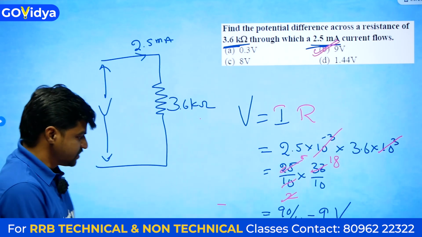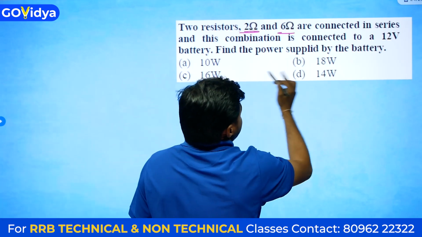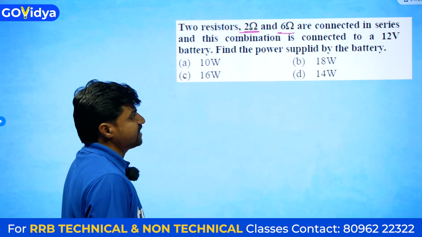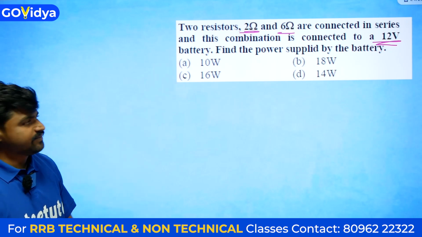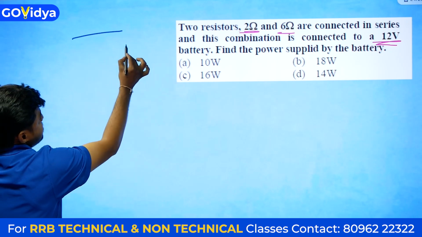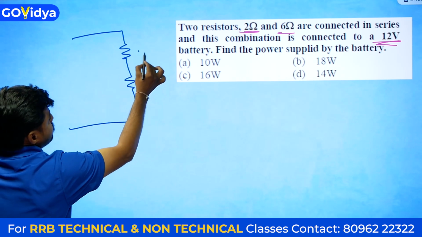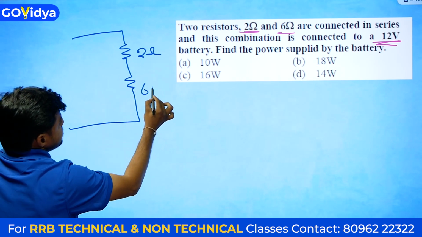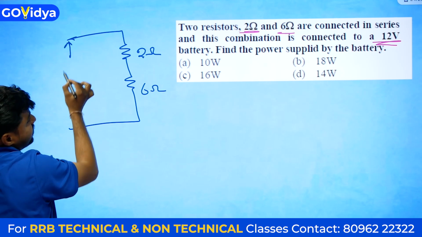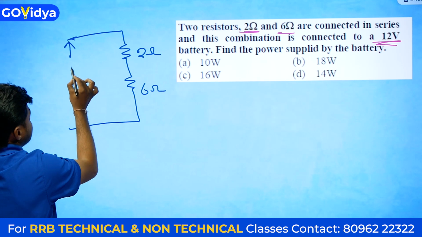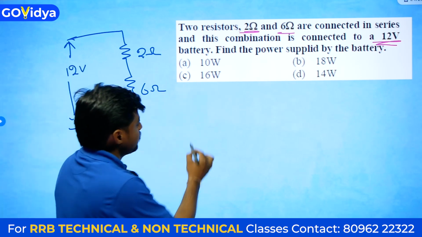Okay, next question. Two resistors of 2 ohm and 6 ohm connected in series. This combination is connected to a 12 volts battery. Find the power supplied by the battery. Okay, two resistors are connected in series. One resistor is 2 ohms and one more resistor is 6 ohms. Okay, voltage applied across this combination of resistors is 12 volts. Okay, we have to find power.